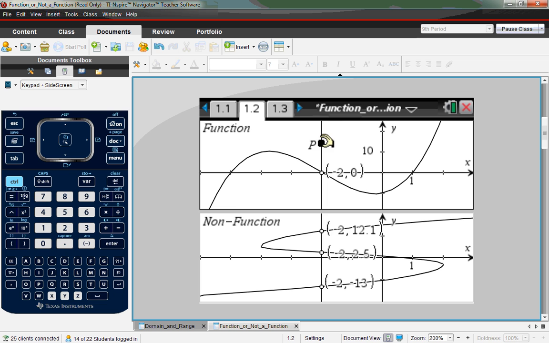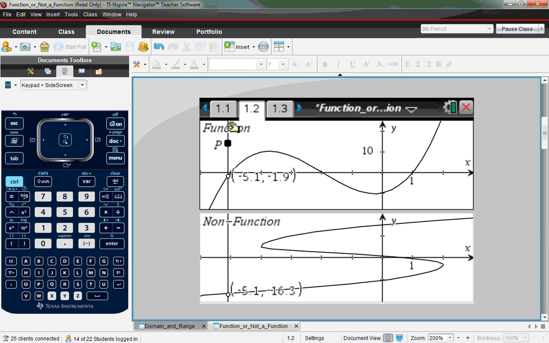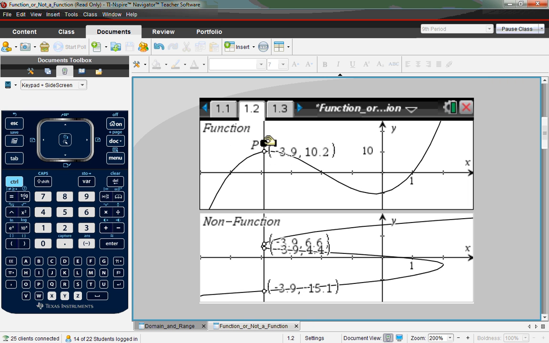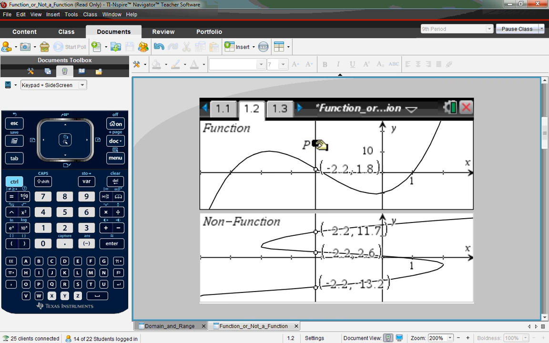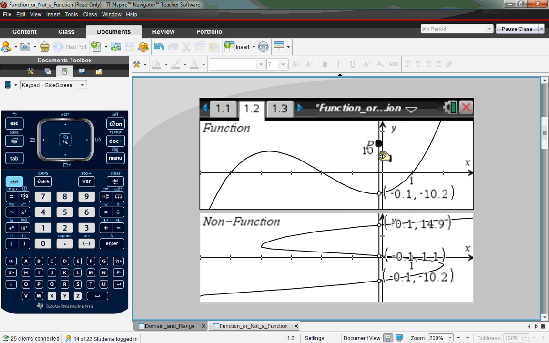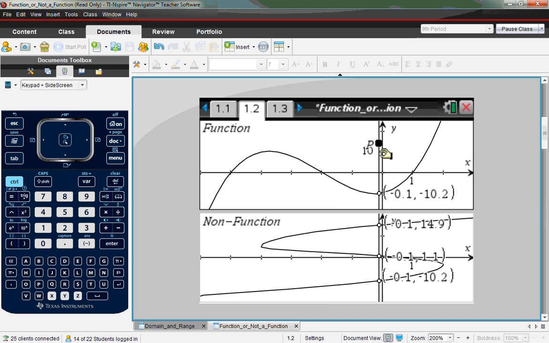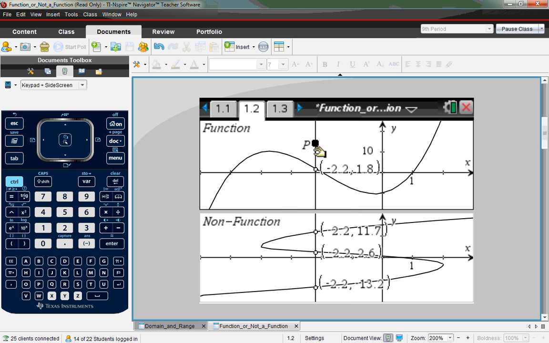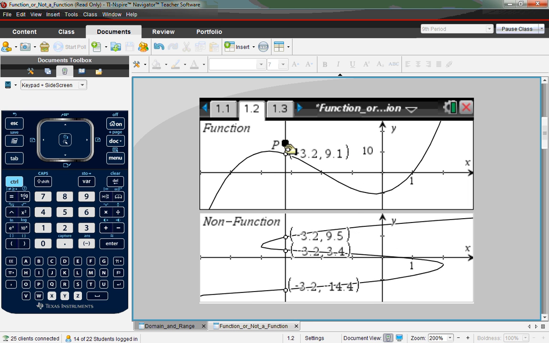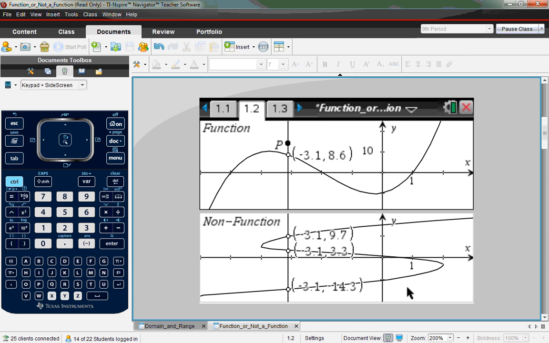Now, before Christmas break, we did this lab on that Wednesday and Thursday before break, remember? And what we learned was if we drag this point P that is on this vertical line across this function, what do we notice about it? How many times does that point P intersect that function graph? 1 time.